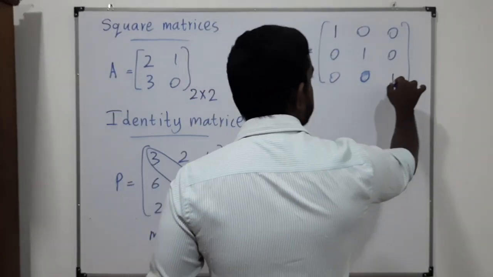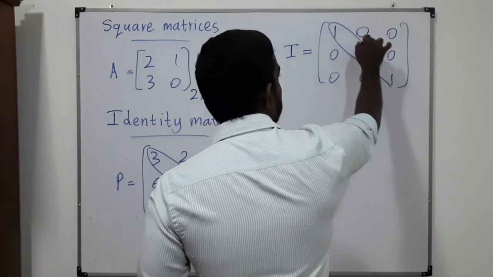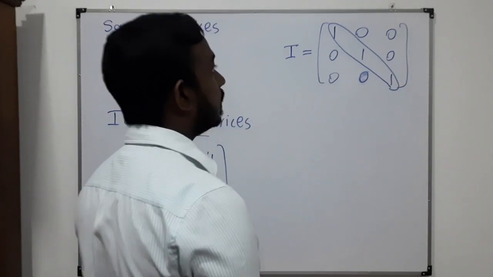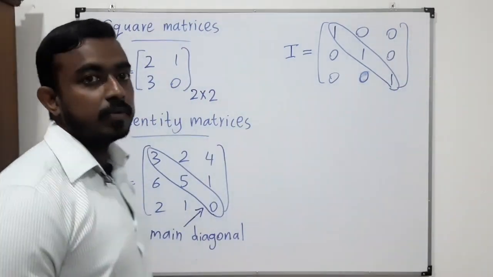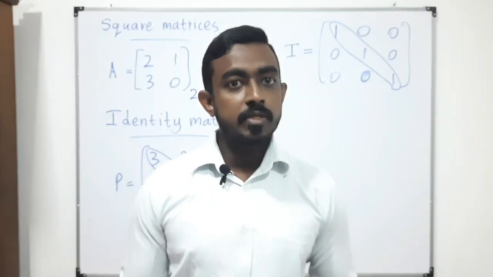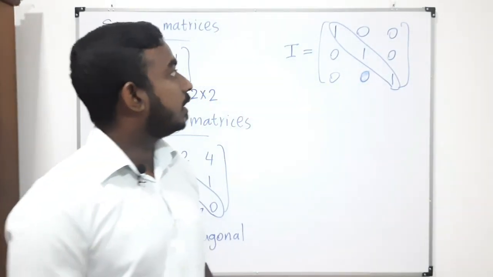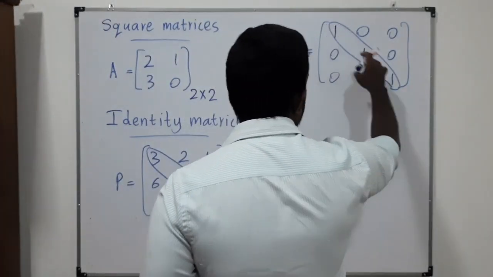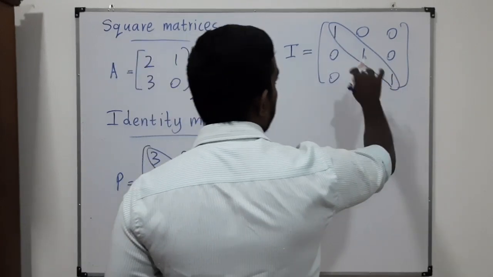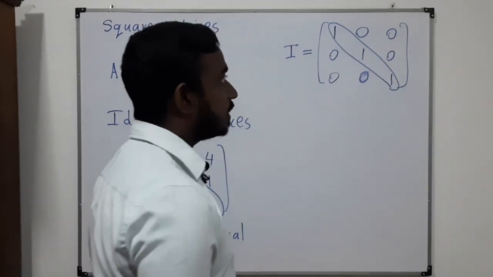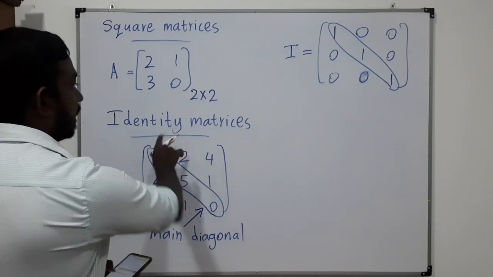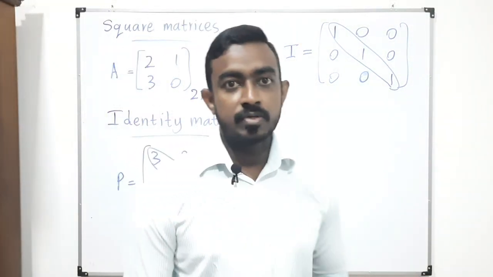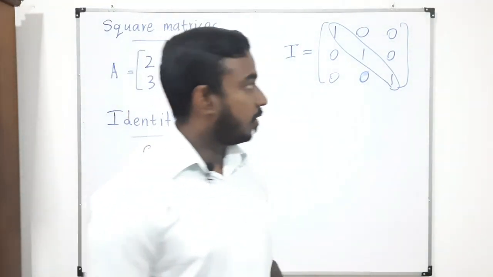Now as you can see in this main diagonal, the elements will be 1 and the rest will be 0. For the main diagonal, if the elements are 1 and the rest of the elements are 0, that is known as an identity matrix. Okay, let us see another one.